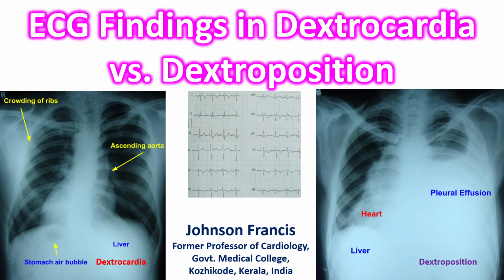Distinguishing between dextrocardia, a congenital positional anomaly where the heart is mirrored, and dextroposition, where the heart is displaced to the right by external factors like lung collapse or a tumor, is a classic clinical challenge. While both result in the heart being in the right chest, their ECG signatures are fundamentally different.